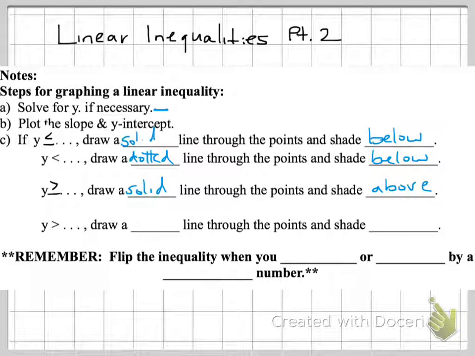Okay, now we have y is just greater than. That's all. What kind of line are we going to have? JC, very good. We are going to have a dotted line. Okay, and when we draw that dotted line, we are going to shade y is greater than in which direction, Kira? Above. Very good.